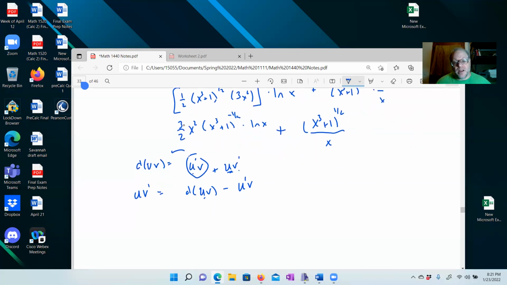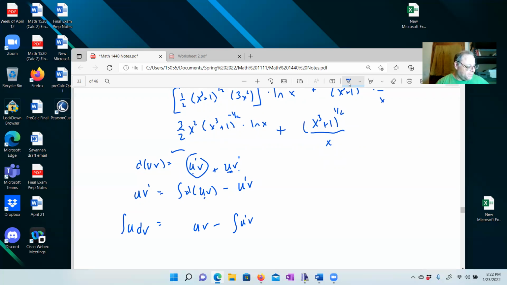Now let's integrate both sides here. So we have uv', so I'm going to write it this way. It's u times the derivative of v. This is equal to, what do I get when I integrate the derivative of uv? We just get uv, don't we? So the integral of a derivative, minus the integral of u'v. All right, so that's what we're doing here.